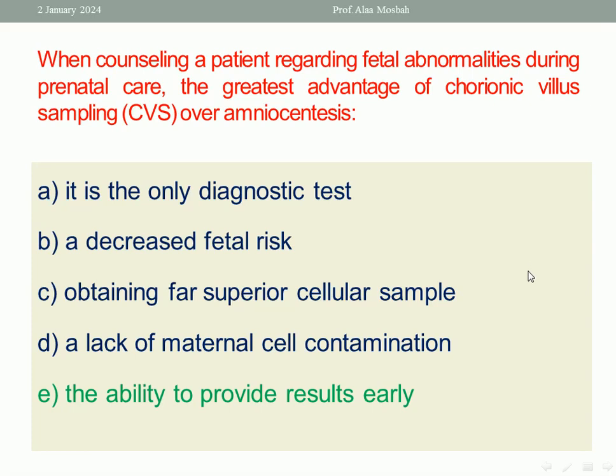Both of them are diagnostic tests, but chorionic villus sampling is done early, at 10 to 11 weeks gestational age. Amniocentesis is done above 15 weeks gestational age. So, chorionic villus sampling gives me the ability to provide results early. So, counseling the patient and taking a decision early. So, the best response is E.